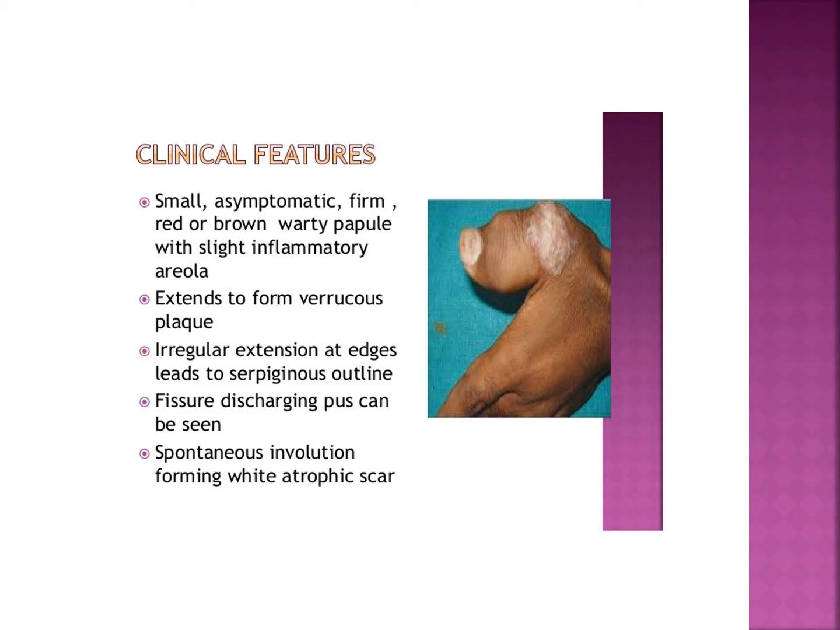Now clearly we can see in the picture a small asymptomatic red to brown warty papule, which then changes into a plaque. So in the picture you are clearly seeing a plaque on the hand near the thumb, and it extends to form a verrucous plaque. Fissuring or discharging pus can occasionally be seen, but it's not a common feature, and if it recovers or regresses after approximately 6 months to 1 year, it leaves a white atrophic scar.